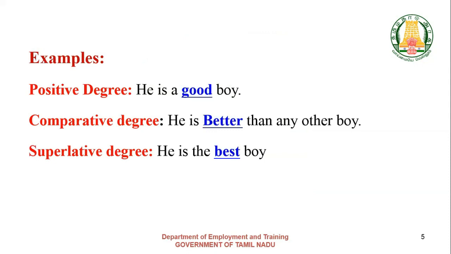For the first one, positive degree: he is a good boy. Here, good is a characteristic of a boy. So that shows basically an adjective of a boy. And comparative: he is better than any other boy. So for the adjective good, that is in the positive degree, we can have a comparative degree as better. In superlative degree: he is the best boy. So best is the superlative degree.